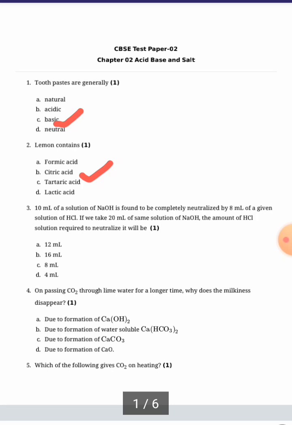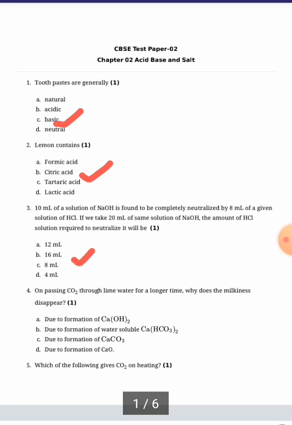10 ml of solution of sodium hydroxide is found to be completely neutralized by 8 ml of given solution of HCl. If we take 20 ml of same solution of sodium hydroxide, the amount of HCl solution required to neutralize it will be 12 ml, 16 ml, 8 ml, or 4 ml. Option number B is correct, 16 ml.